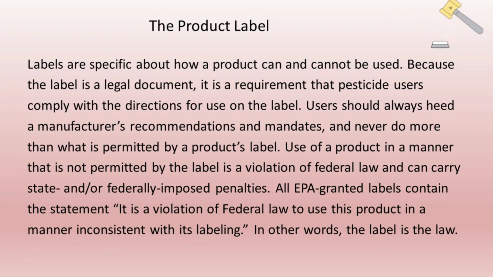The product label. Labels are specific about how a product can and cannot be used. Because the label is a legal document, it is a requirement that pesticide users comply with the directions for use on the label. Users should always heed a manufacturer's recommendations and mandates and never do more than what is permitted by a product's label. Use of a product in a manner that is not permitted by the label is a violation of federal law and can carry state and/or federally imposed penalties. All EPA-granted labels contain the statement, "It is a violation of federal law to use this product in a manner inconsistent with its labeling." In other words, the label is the law.